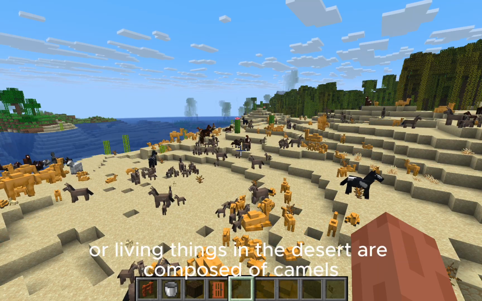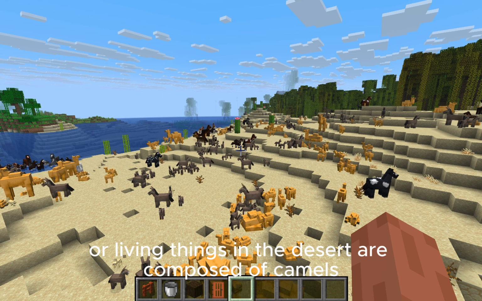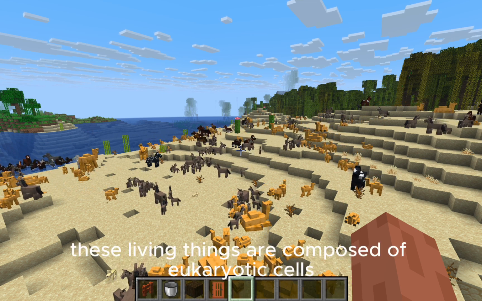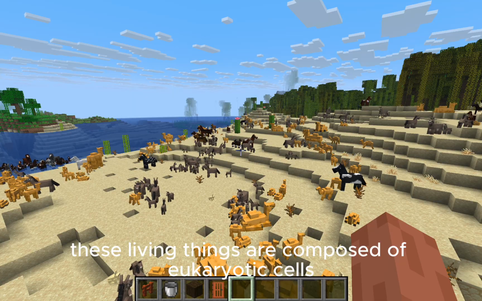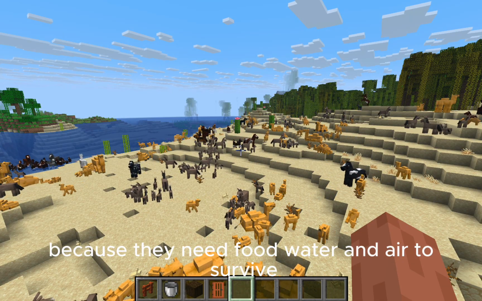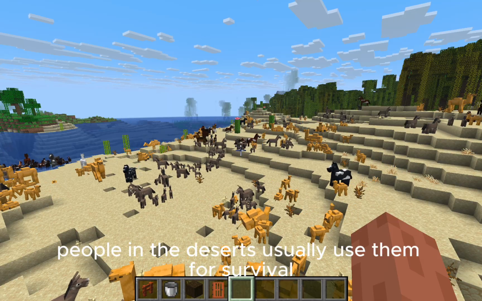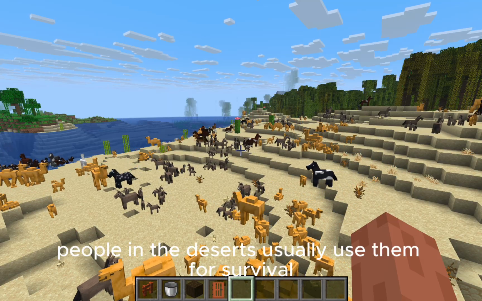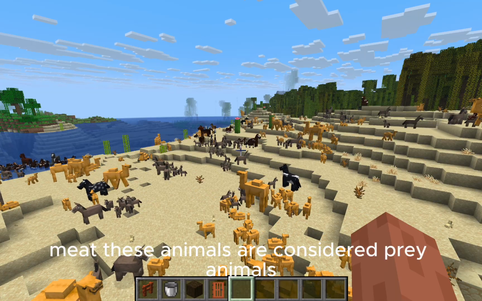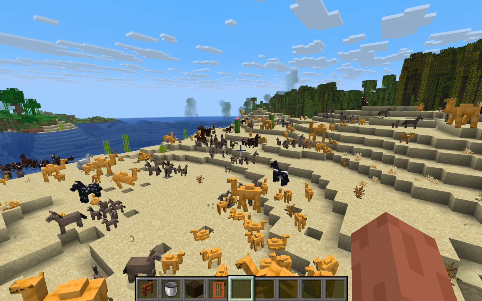Animals or living things in the desert are composed of camels, donkeys, and small rabbits. These living things are composed of eukaryotic cells because they need food, water, and air to survive. People in the deserts usually use them for survival, milking and livestock meat. These animals are considered prey animals.